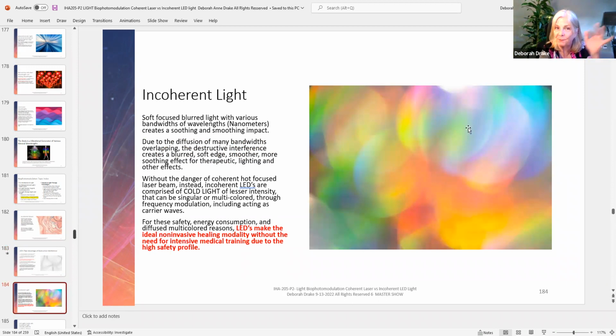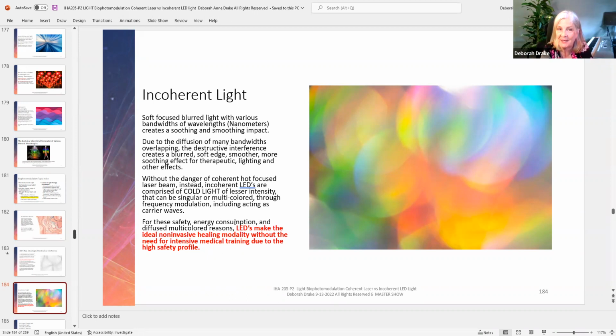Now, when we use a soft blurred focus within these wavelengths, especially in the infrared and near infrared wavelength, it creates a tremendously soothing impact on the body, and it overlaps with this destructive interference to reduce the dangers of what would otherwise be a hot laser beam that could cut you or scar you or cause cauterization. So these incoherent LEDs are cold lasers or cold light with less intensity, and they can be singular in color or multicolored, and they can frequency modulate exact pitches and be transmuted into sounds as well.